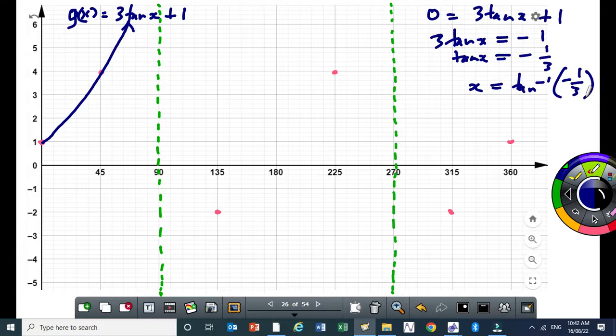Can you use your calculator? Don't just look at me. You have got your calculator. What is minus 18 plus 180? You get 162. So let's approximate where 162 is here.